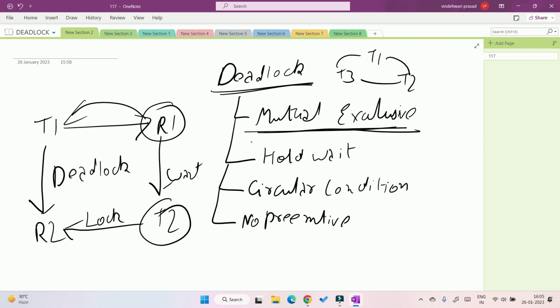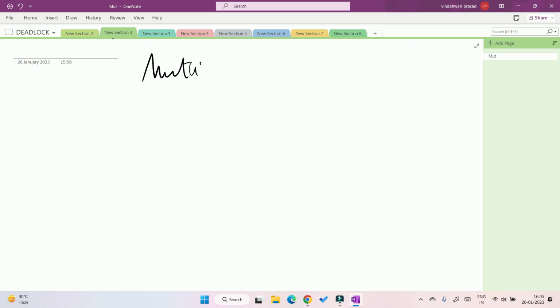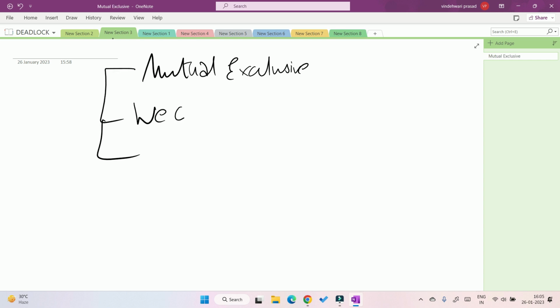Let us see how we can avoid it. So let's start with the first one, that is mutual exclusion. To avoid mutual exclusion, we can do two things. First thing, we don't use a lock on a read-only resource. Why do we use a lock? We use a lock so that in the critical section some other thread cannot come and change the resource. But if there is a resource which has only a read condition, why do we need the lock? So we don't use a lock on a read-only resource, then mutual exclusion can be avoided.